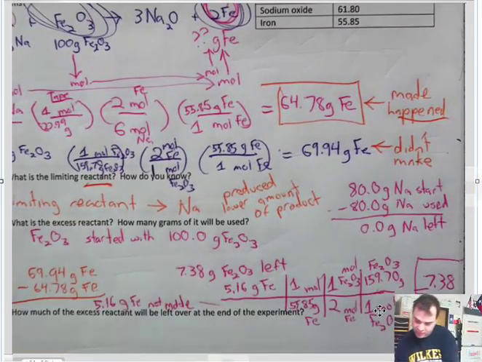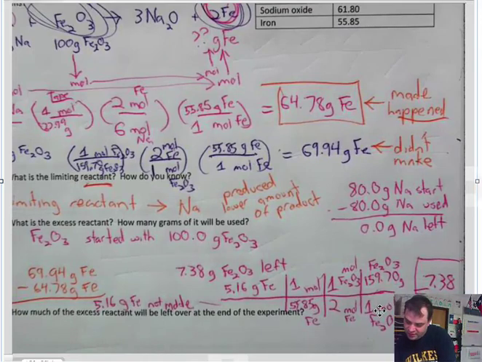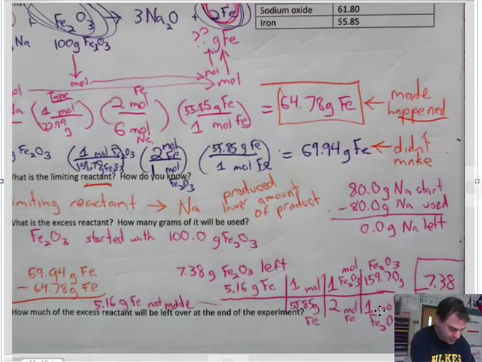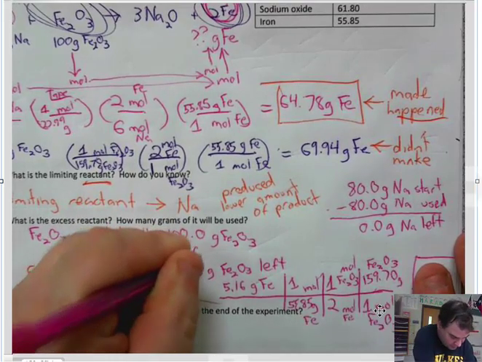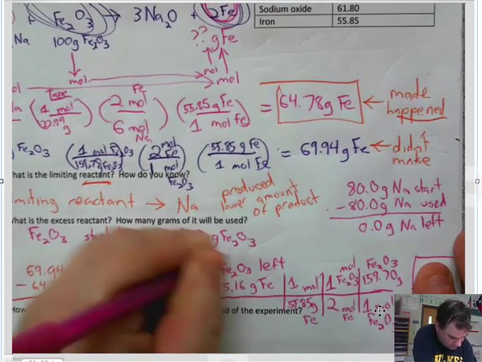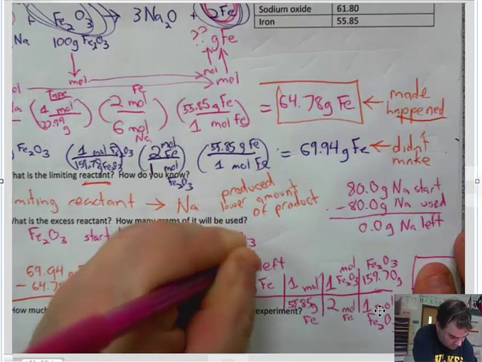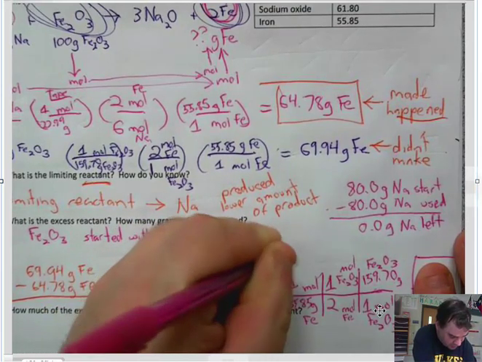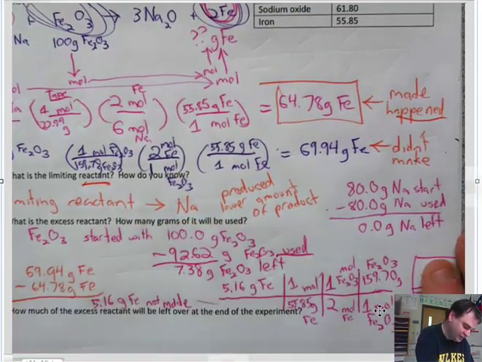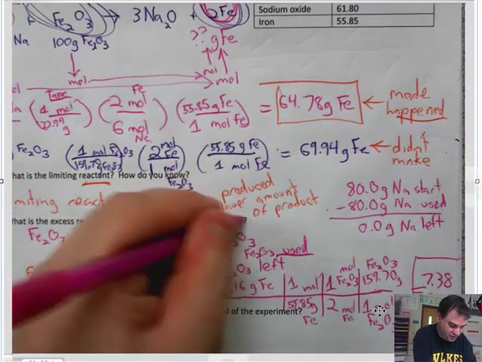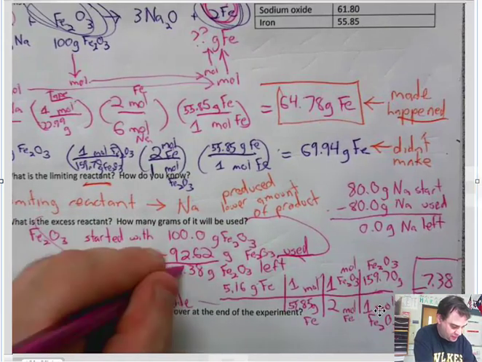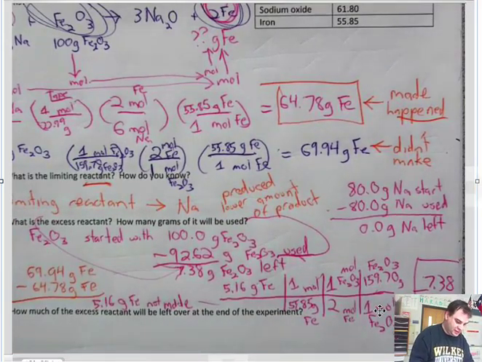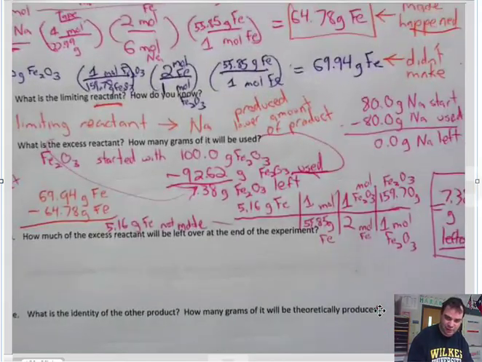So I must have used 100 minus 7.38. I must have used 92.62 grams of iron oxide. Right? So the used is here, the leftover is there. How much excess reactant will be left over? I should have written all that stuff down there. Oh well.